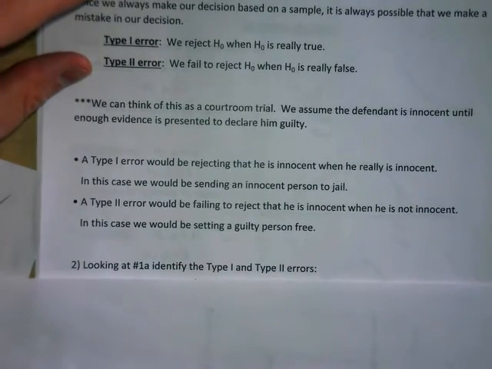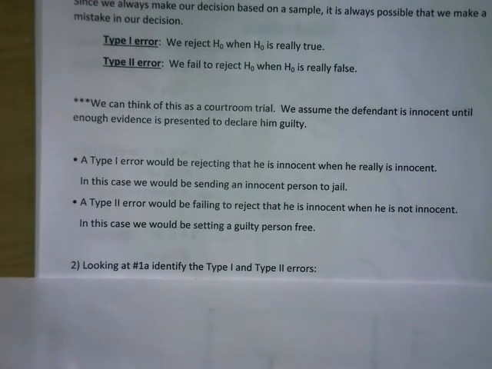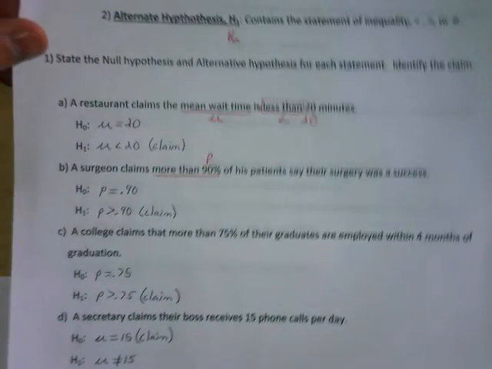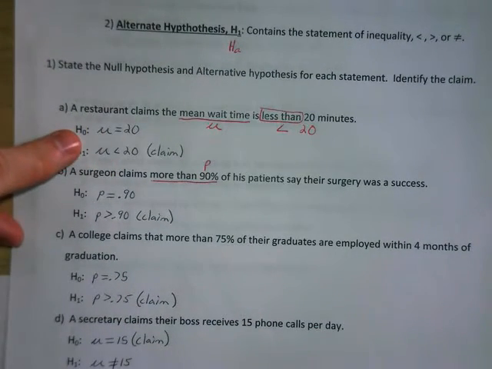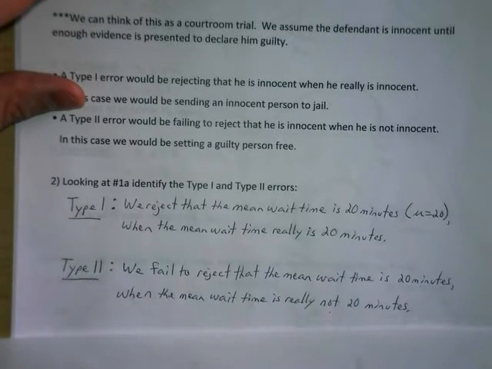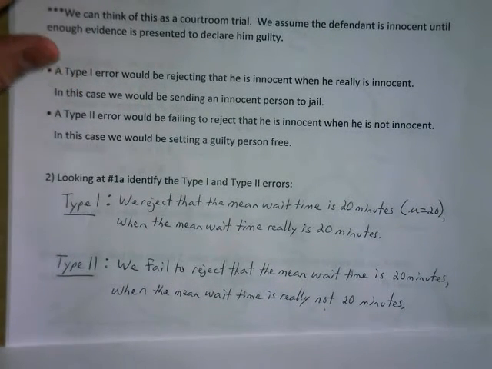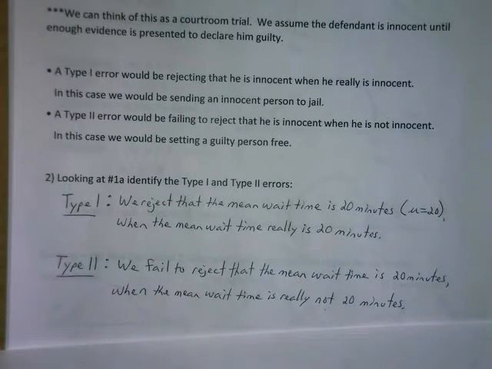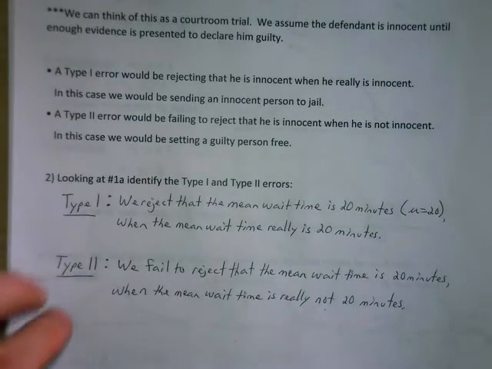Okay, so looking at number 1, that was just a basic one with the wait times at a restaurant. So going back to that example, identify the type 1 and type 2 errors. I just have them written out here. So if you want to pause the video, go ahead. For the sake of time, I'm going to move on though. They're pretty self-explanatory when you read those.